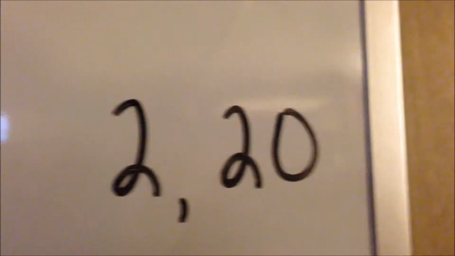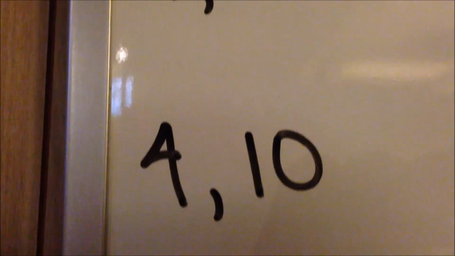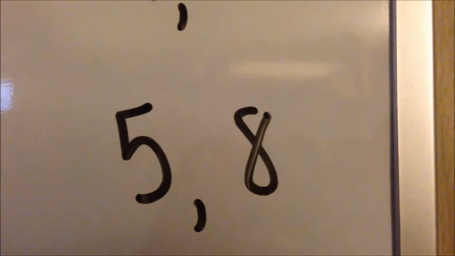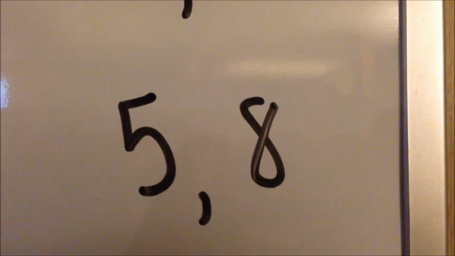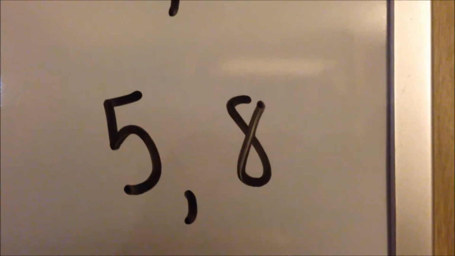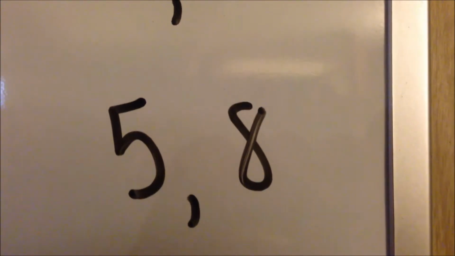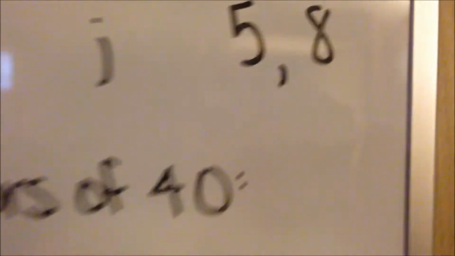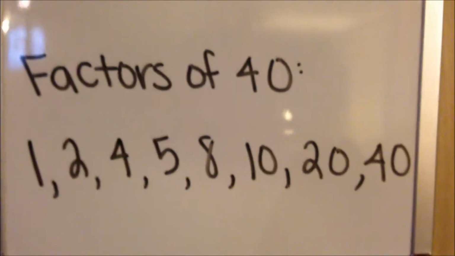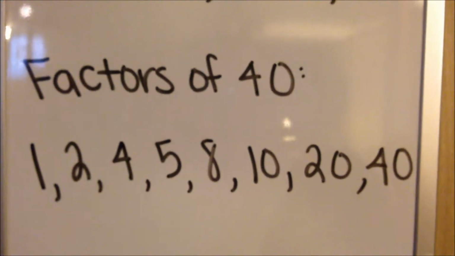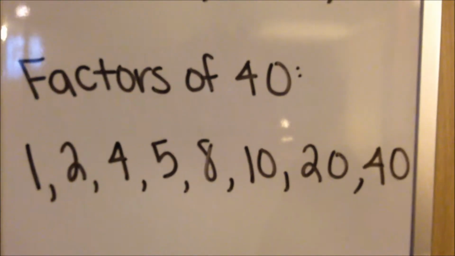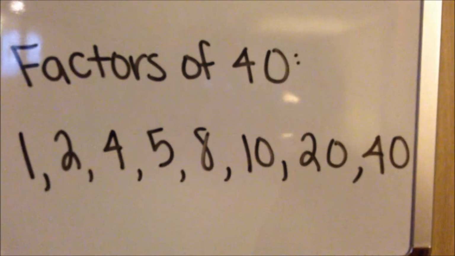3 does not work, but 4 does. 4 times 10, so those are other factors. And then finally, 5. 5 works. 5 times 8, and there are no factors in between 5 and 8 that go into 40 evenly. If we wanted to write it out as a complete list, the factors of 40 would be 1, 2, 4, 5, 8, 10, 20, and 40.